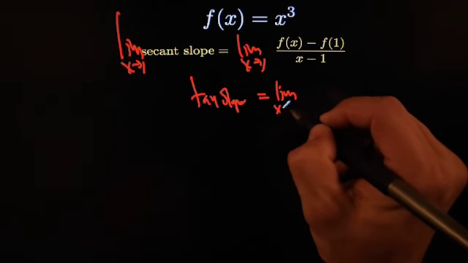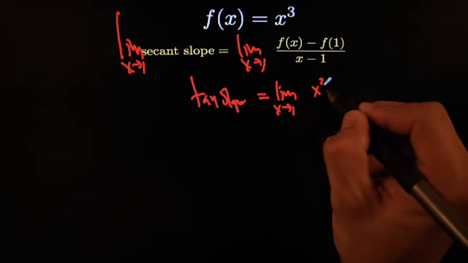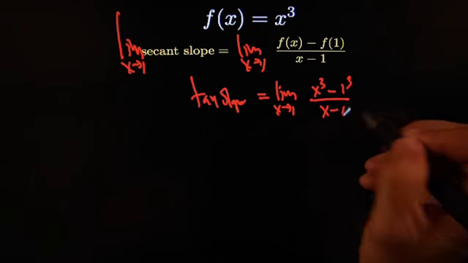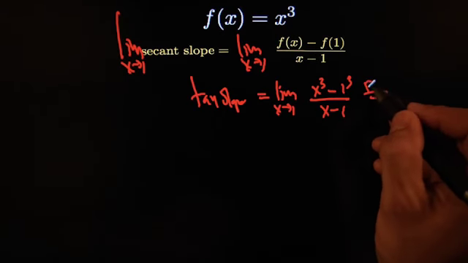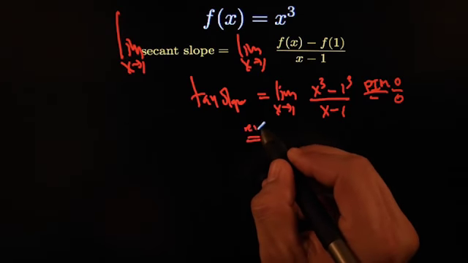limit as x goes to 1. See, this part is different right here. I'm plugging in x to the third, so it would be x to the third minus 1 to the third all over x minus 1. You try the plug-in method, you get 0 over 0, so that's not going to work. So then you try the little rewrite.